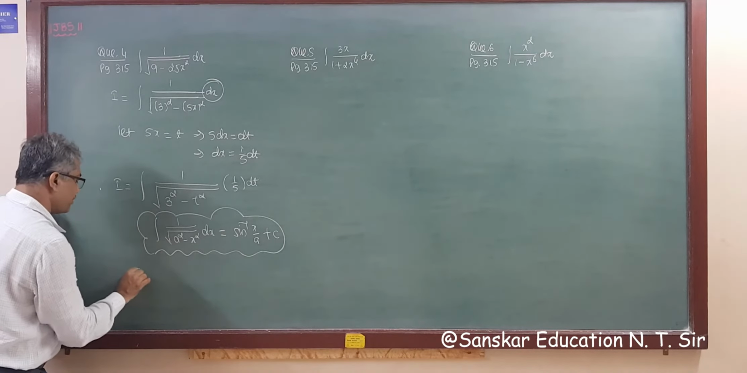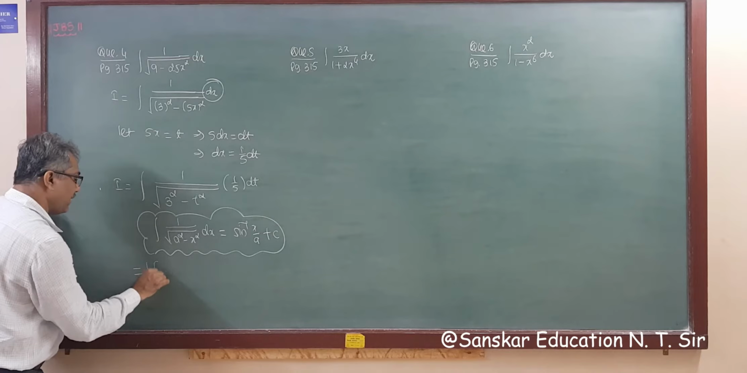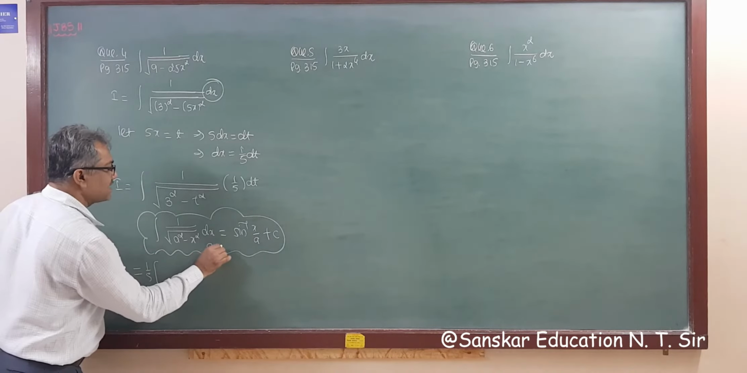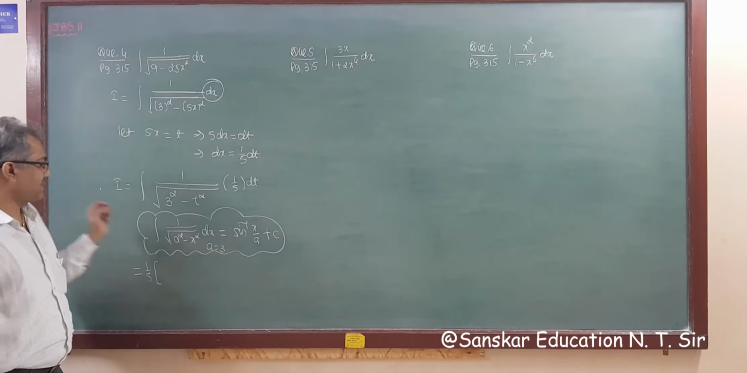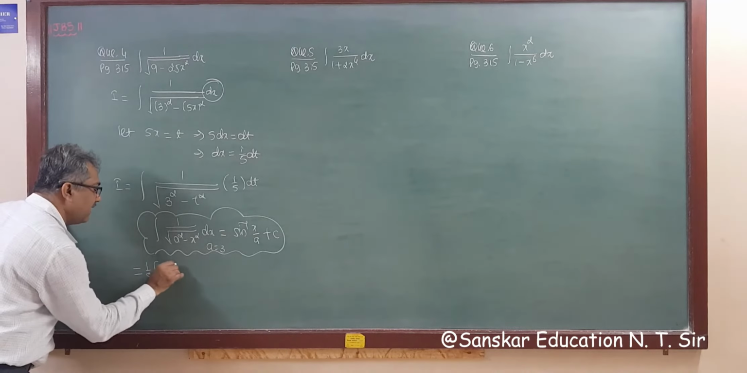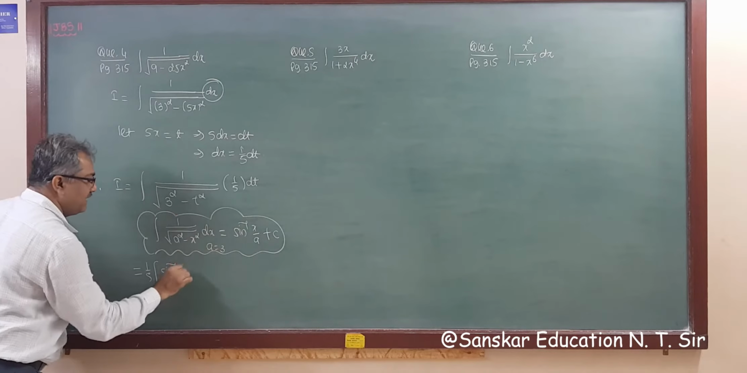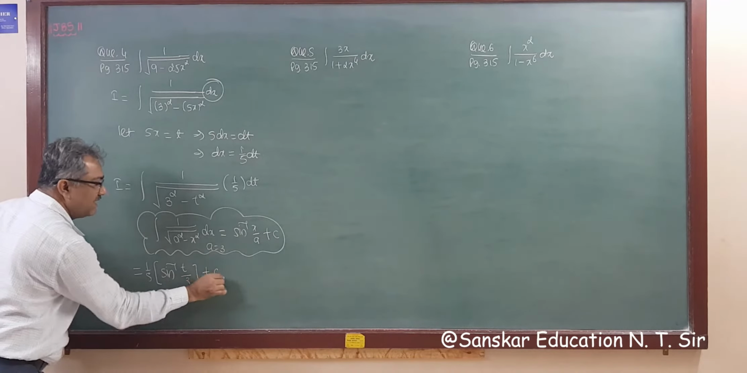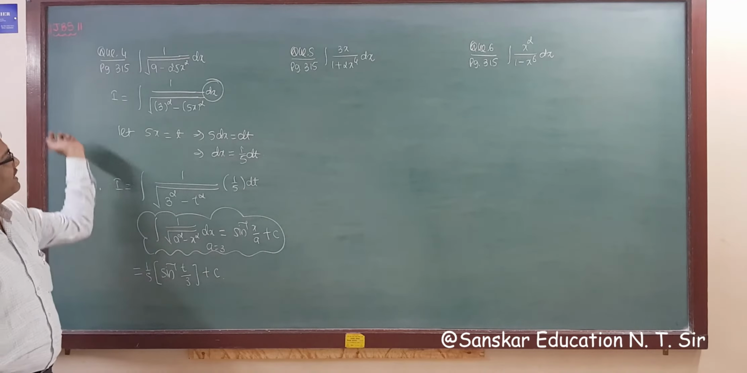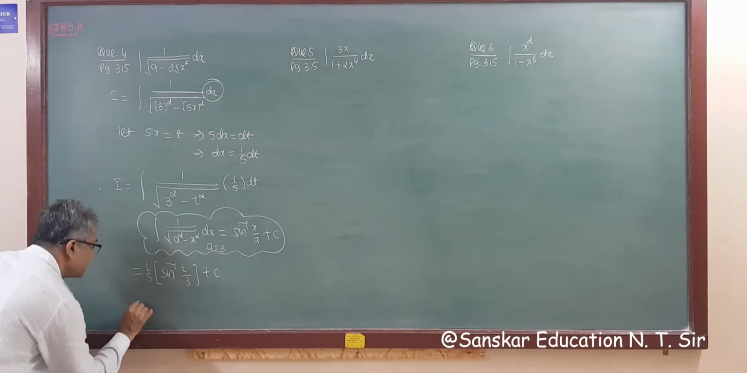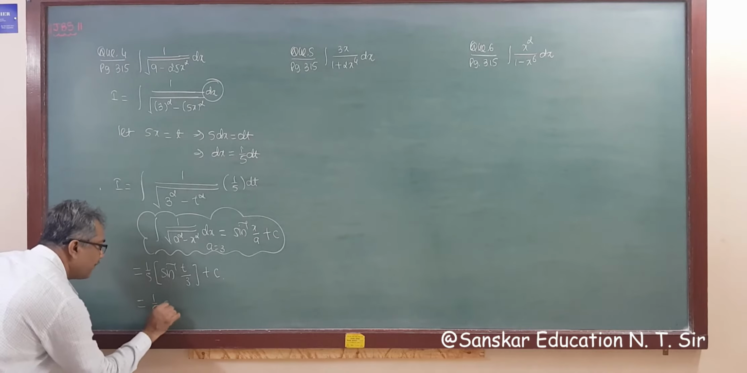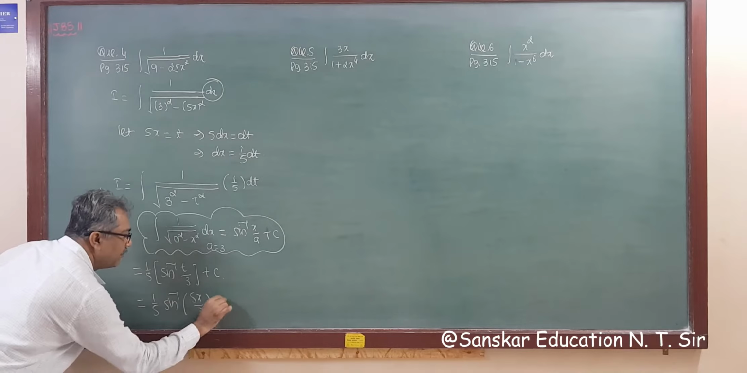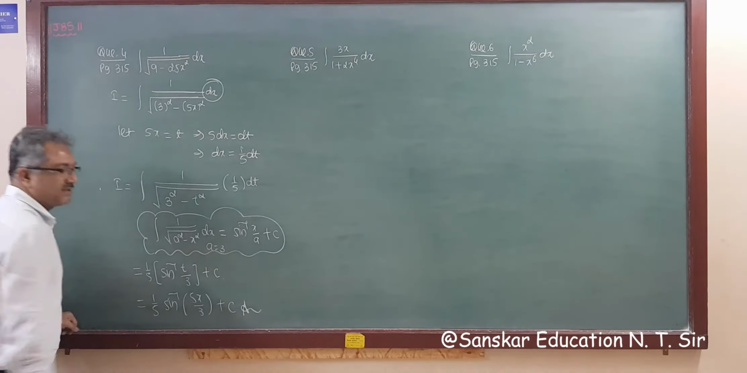1 upon 5 as constant, so writing first 1 upon 5 in a bracket. Applying this formula, a is 3. So sine inverse, what we get? Sine inverse x, that is t, by a, which is 3, plus c. So substituting the value of t as 5x, the answer will be 1 upon 5 sine inverse 5x by 3 plus c. This is your answer, right?